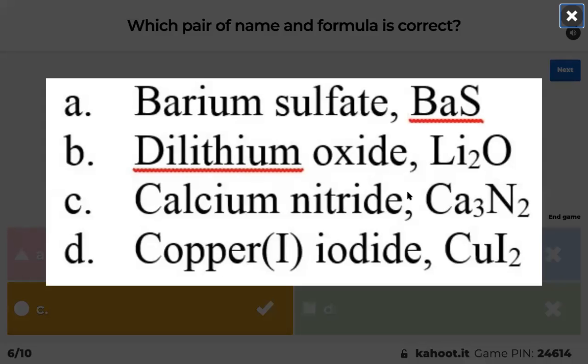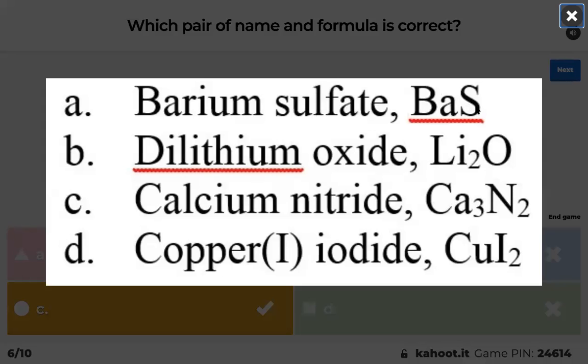Okay, so what can somebody tell me is wrong with letter A? Why does letter A not match? The sulfate. Yeah, exactly. If I look at the name here, it ends in ATE, sulfate. That implies a polyatomic ion. Anything that is an ATE or ITE is a polyatomic ion. This is not polyatomic. This is just a metal and a non-metal.